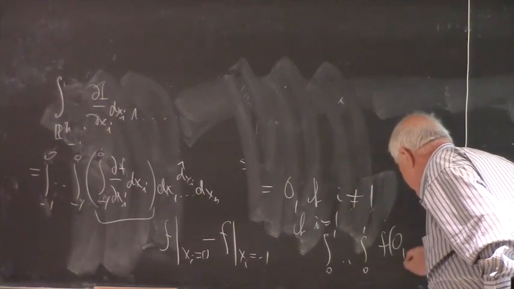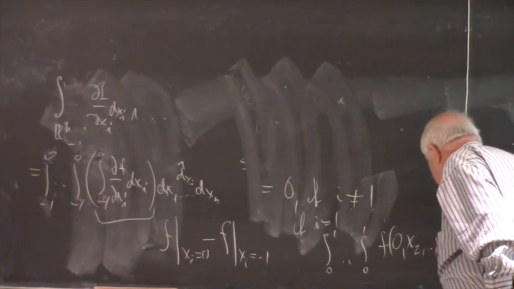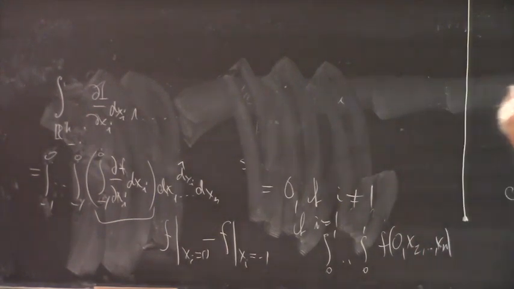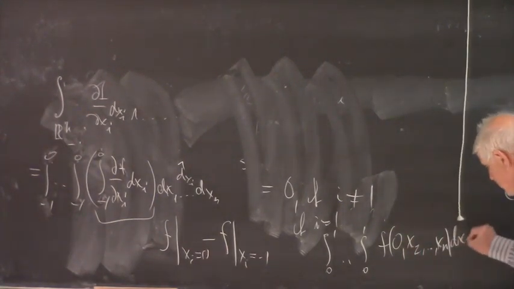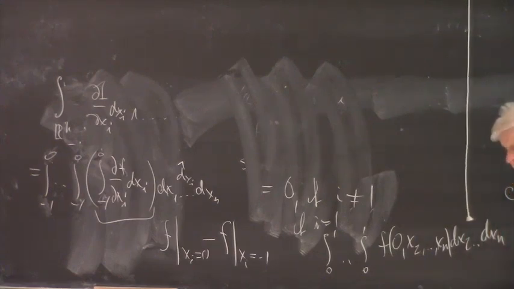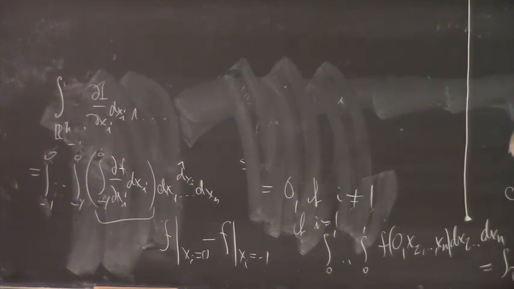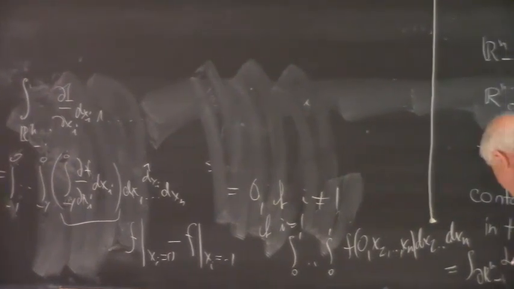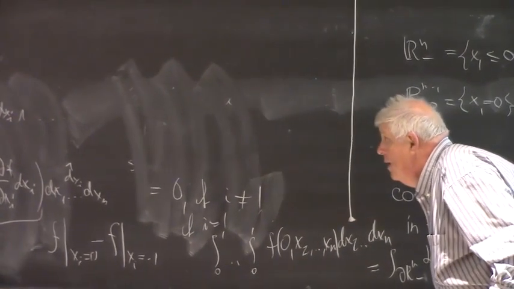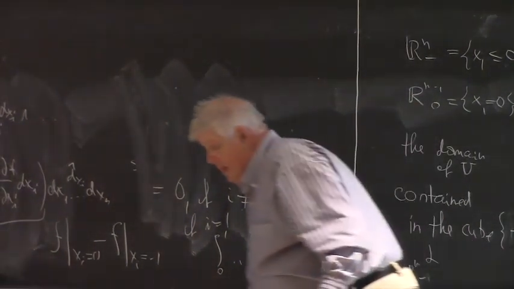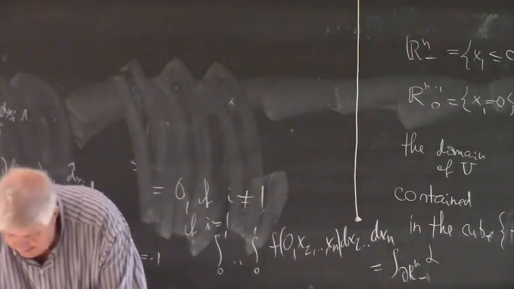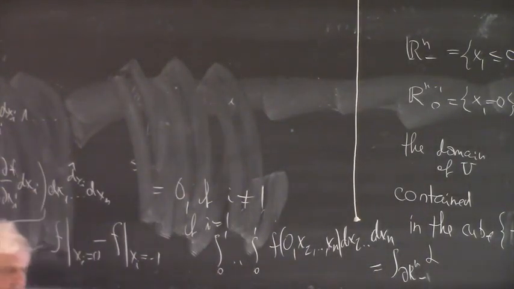of f with x1 taken to 0, dx2 ... dxn, which is precisely, whether you want it or not, precisely the integral over ∂Rn of α, which completes the proof of the Stokes formula.